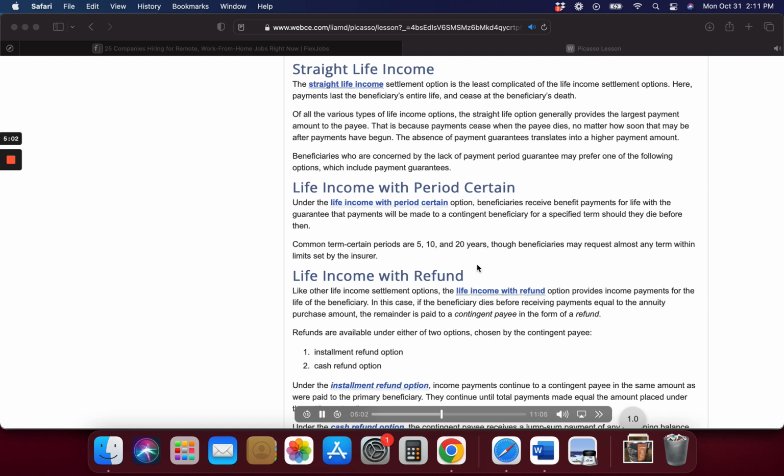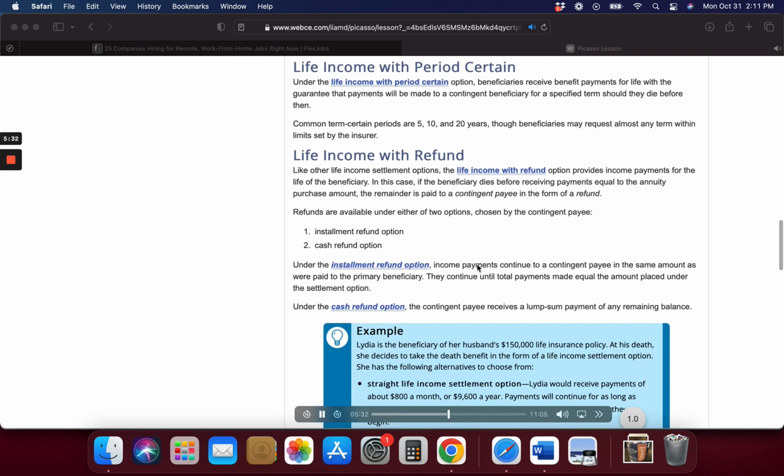Here, payments last the beneficiary's entire life, and cease at the beneficiary's death. Of all the various types of life income options, the straight life option generally provides the largest payment amount to the payee. That is because payments cease when the payee dies, no matter how soon that may be after payments have begun. The absence of payment guarantees translates into a higher payment amount.